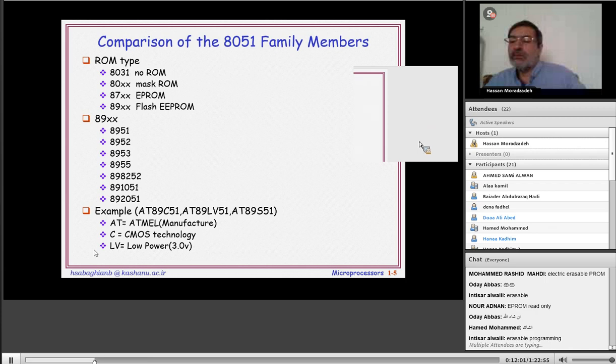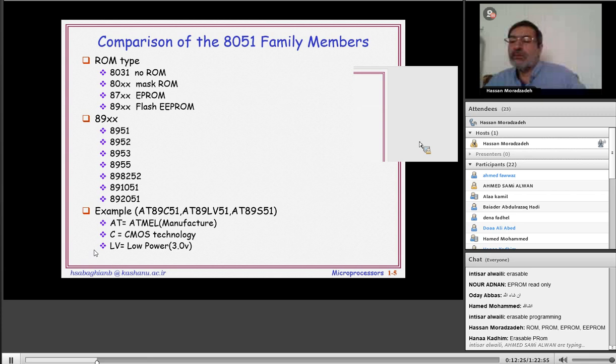Electrically erasable PROM. EPROM means erasable. PROM means read only. The types are ROM, PROM, EPROM, and E2PROM.